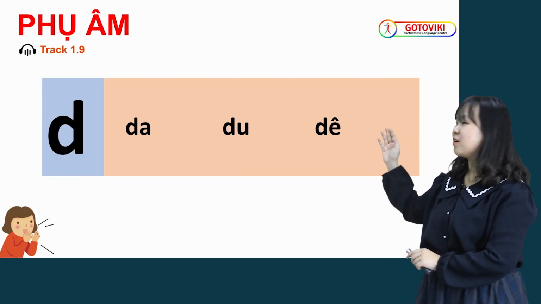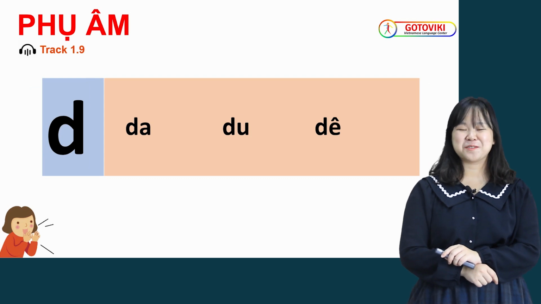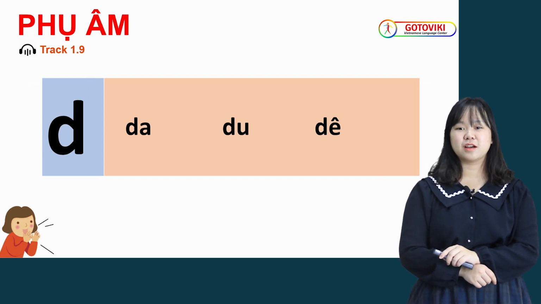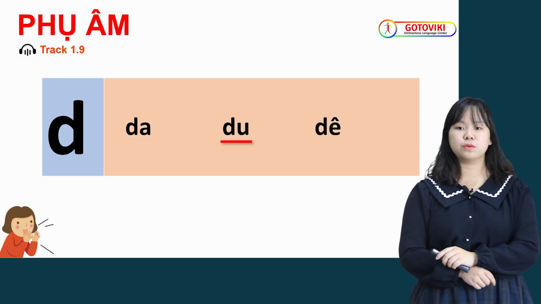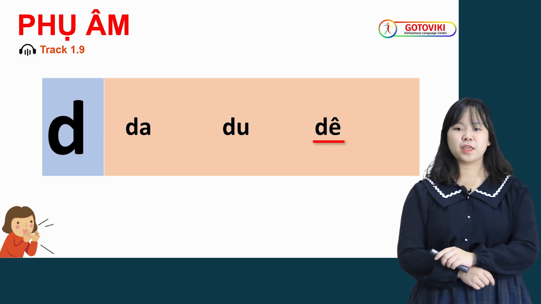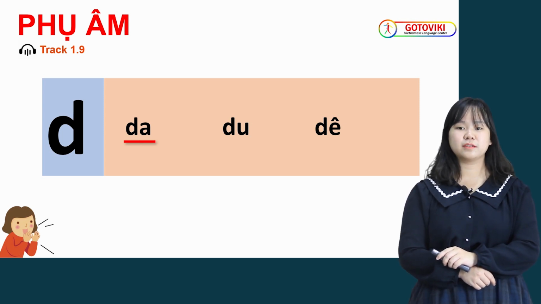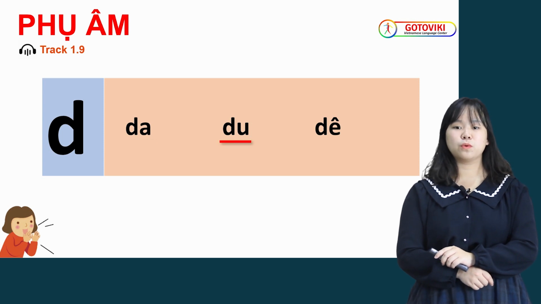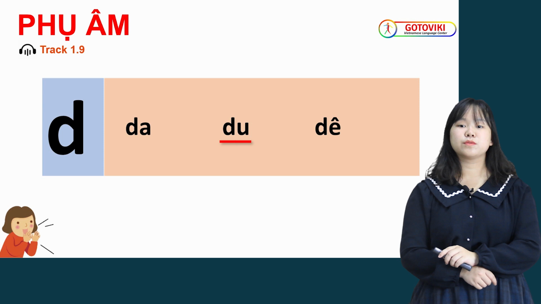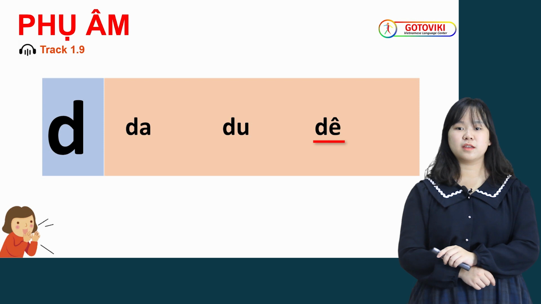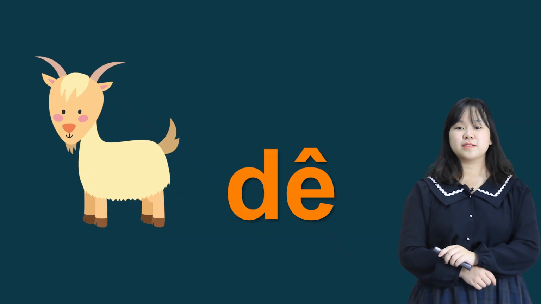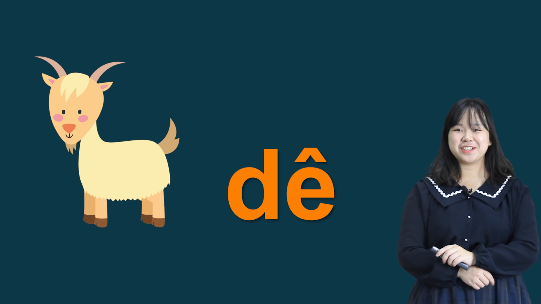Next, we have giờ. Repeat after me. Giờ. For example, ra, du, dê. Dê in English is an animal, the goat.